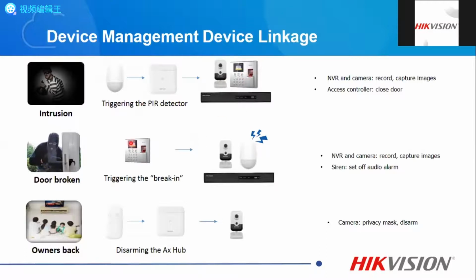Door broken. This is if you're using our access control device and somebody forcibly opens the door, you can get the NVR to start recording, or you can get the alarm hub to trigger and sound an alarm. Owner's back, this will have to do with you disarming. If you disarm your alarm system, you can set up a privacy mask so that every time you disarm your alarm system, the cameras automatically have that privacy mask set on them. Right, so these are just some examples of how we can use the device cross linkage.